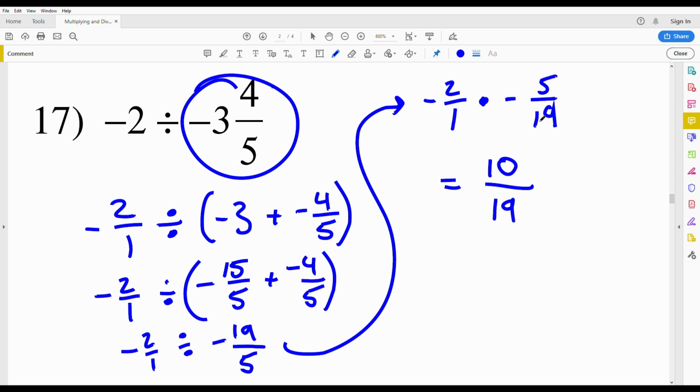10 19ths. And I started with a mixed number, and I don't have any whole numbers because 19 cannot go evenly into 10. So this is the simplest form, 10 19ths. Let's continue on to number 18.